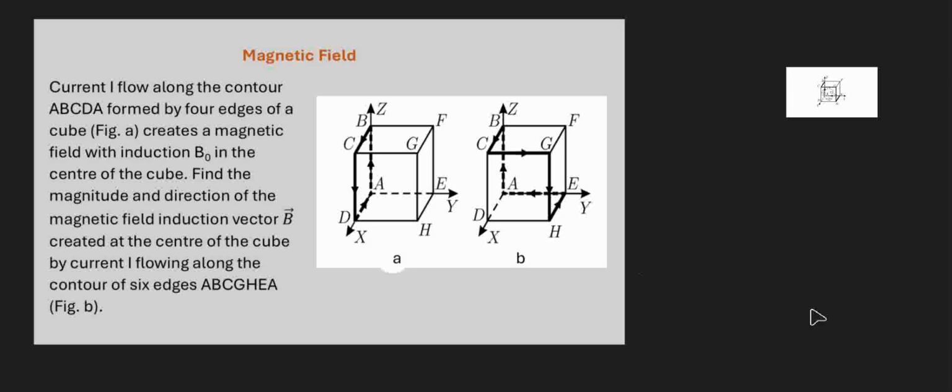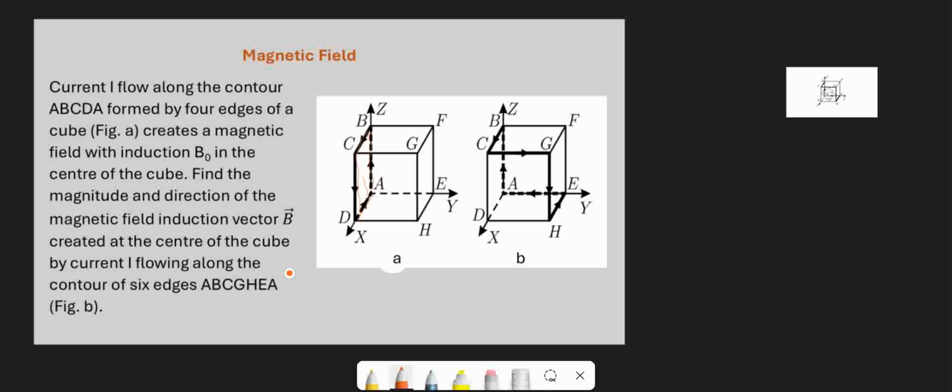And the problem is: a current I flows along the contour ABCDA. You can easily look for it. This is the contour A, B, C, D and then back to A, formed by four edges of a cube, and it creates a magnetic field with induction B naught in the center of the cube. Okay, center of the cube, that is important, and its magnitude is B naught and the current involved is I.